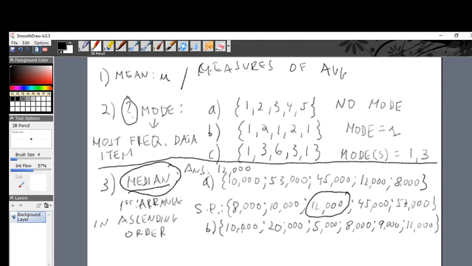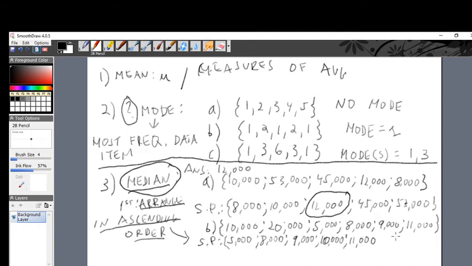Let's first put it in ascending order, then I can discuss the problem with you. In ascending order means we put the 5,000 first. Here's our scrap paper. Put 5,000, followed by 8,000, followed by 9,000, followed by 11,000. Oh, I'm sorry, 10,000, and then 11,000. Ascending order, it's very important, very, very important. Got to get that right.